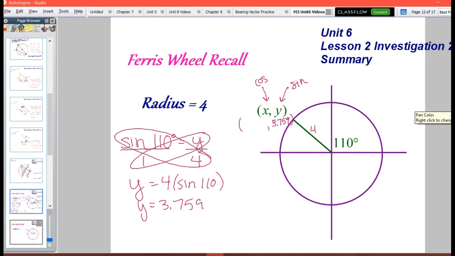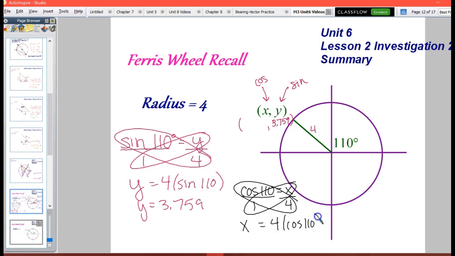Okay, so now we're going to do the x value, that's the cosine. So we would say cosine of my 110 equals x over my hypotenuse, which is the radius of 4. X times 1 is x. 4 times cosine of 110. Be in degree mode, please. And you should get about negative 1.368. And that should make sense also. You're not only out farther, but you are negative because the x value is negative from 0 there, and then a positive y value.